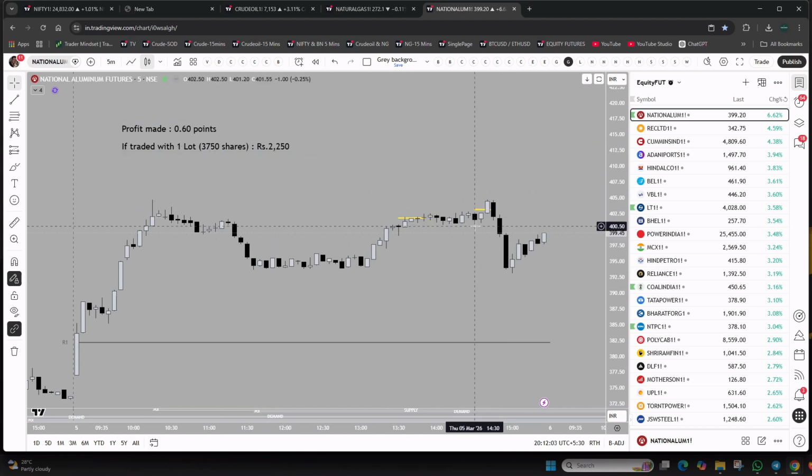So basically I booked out my profits at just 60 points, sorry, 60 paise. That would be 0.60 points. But still, if you would have traded just one lot of Nalco, which has a lot size of 3750, in this trade also, you would have gained a profit of 2250 rupees. So you see the power of learning the right things, right?